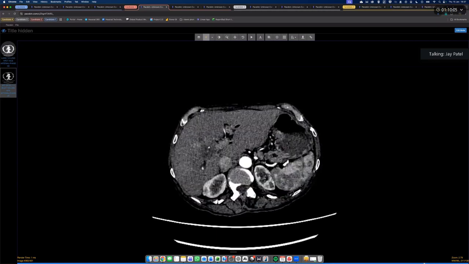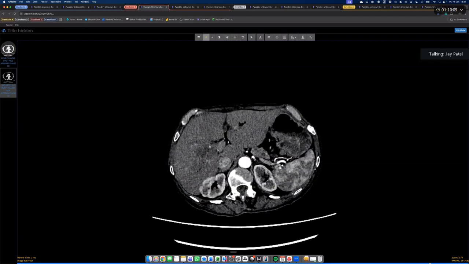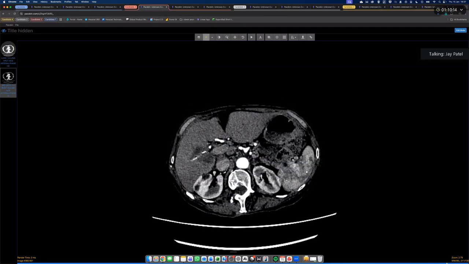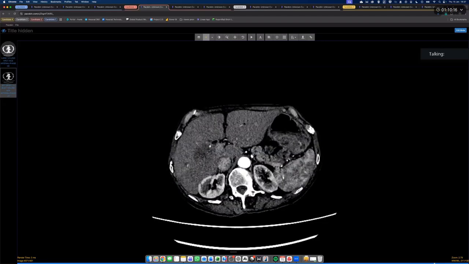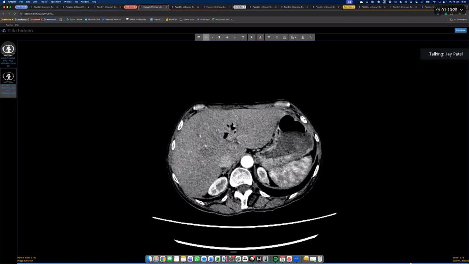So this is the main portal vein. This is the left portal vein, but the right portal vein is absent. And in fact, a lot of this here represents right-sided portal vein thrombosis. Again, super difficult to identify, but common, and a slightly atypical presentation of it.